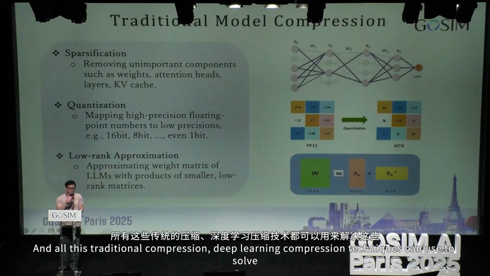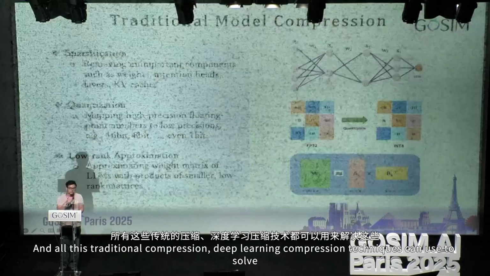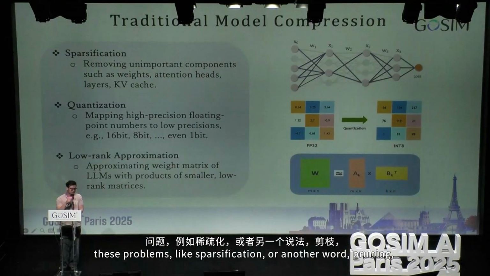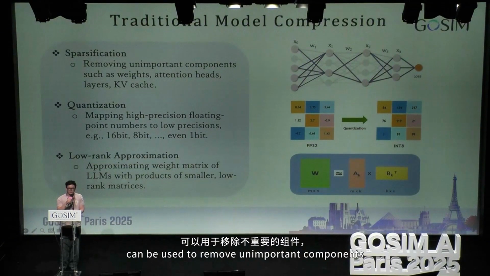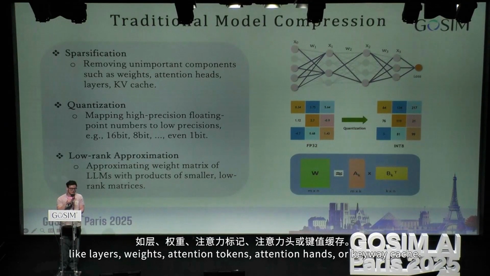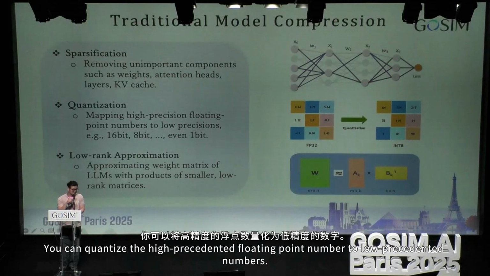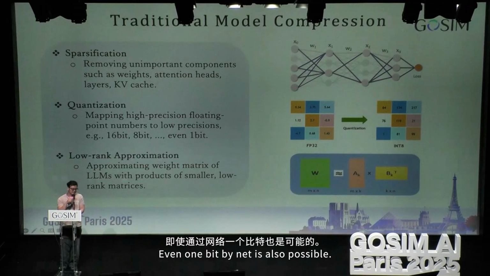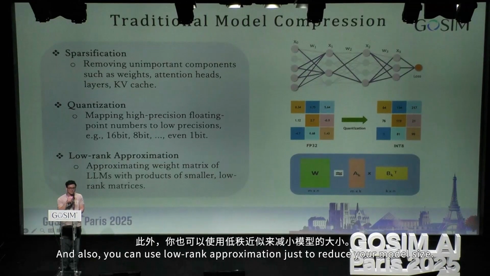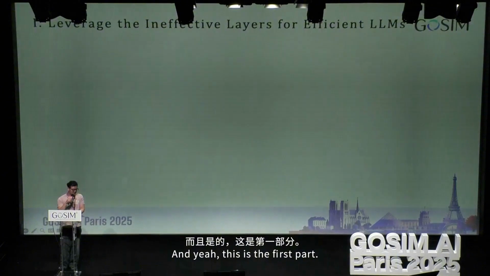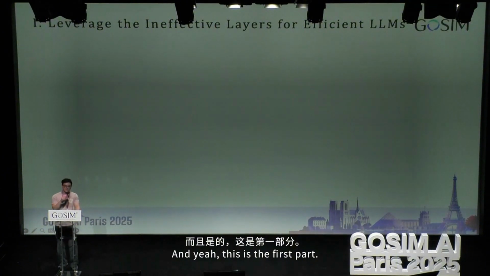All the traditional deep learning compression techniques can be used to solve these problems, like sparsification, or in another word, pruning, which can be used to remove unimportant components like layers, weights, attention tokens, attention heads, or KV cache. Also, perhaps more useful is quantization. You can quantize high precision floating point numbers to low precision numbers. Even 1-bit is also possible. And you can also use low-rank approximation to reduce your model size. And yeah, this is the first part.